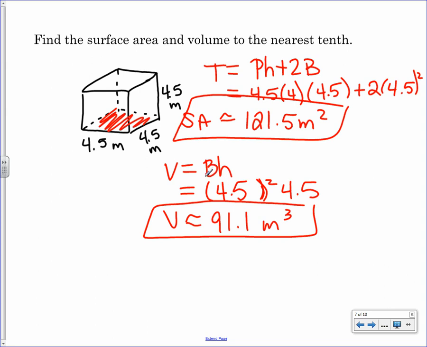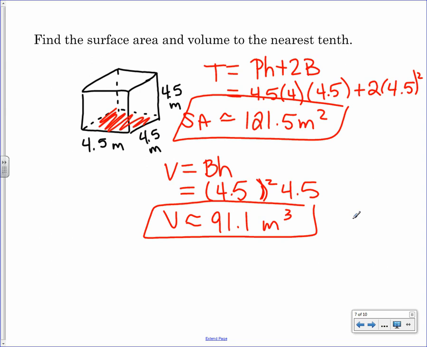Our base was a square, so technically that formula is side squared. You said length times width. That's the same, but 4.5 times 4.5 is 4.5 squared, right? And then the height of the prism is 4.5. So that's where everything came from. Does anybody still need that page or need help with your calculator?